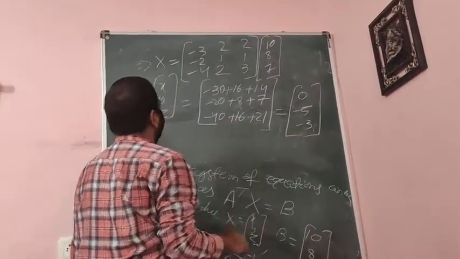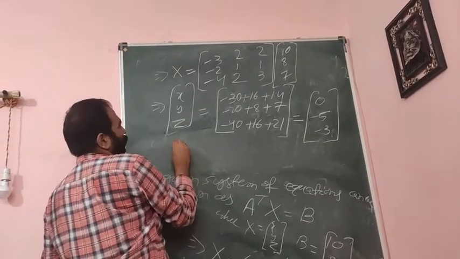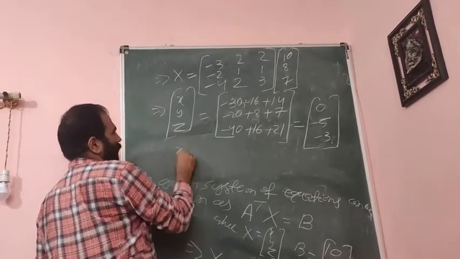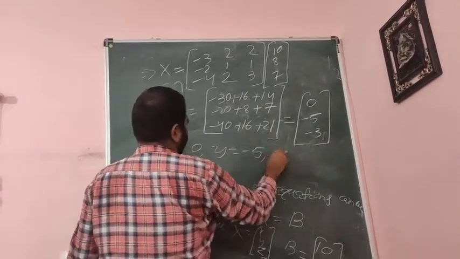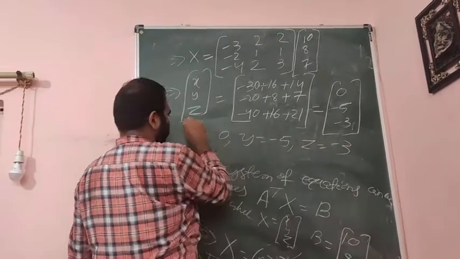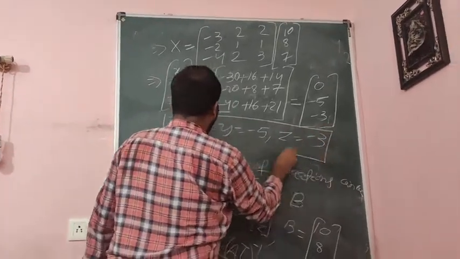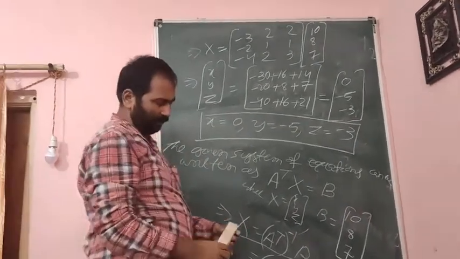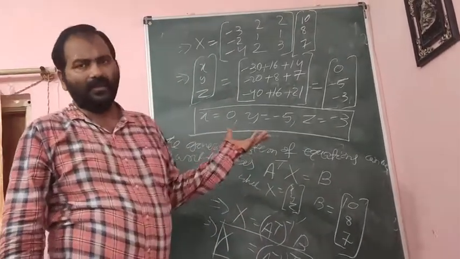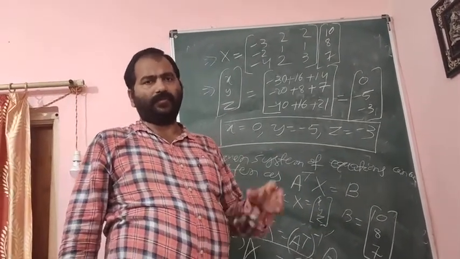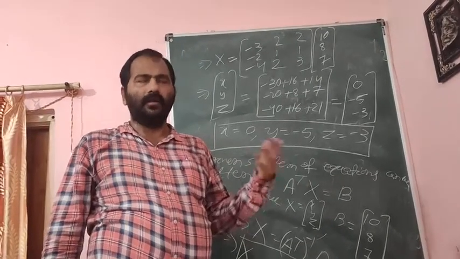So now you compare or equate the corresponding rows. So you will get x equals 0, y equals minus 5, z equals minus 3. So this is the required solution. It is very important. You should know it, and it is a technique. So 4 types of systems of equations I have completed.